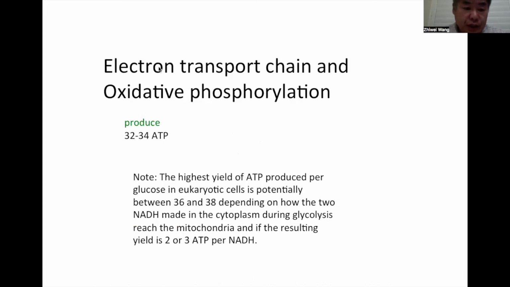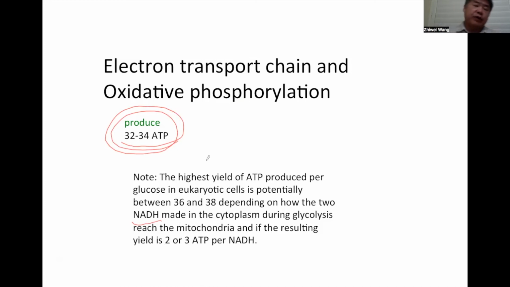So through this electron transport chain and oxidative phosphorylation, normally you have roughly between 32 and 34 molecules of ATP formed. That's because there's a difference in how NADH enters into the mitochondria, and also whether 2 or 3 ATP are formed per NADH. So there's a difference. That's why it could be between 32 and 34 ATP formed.